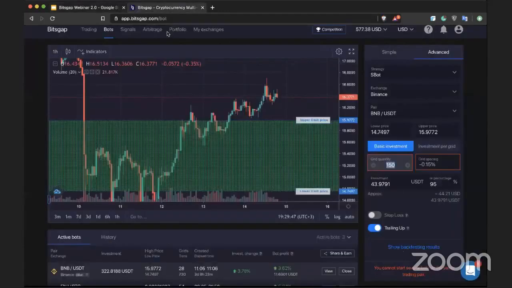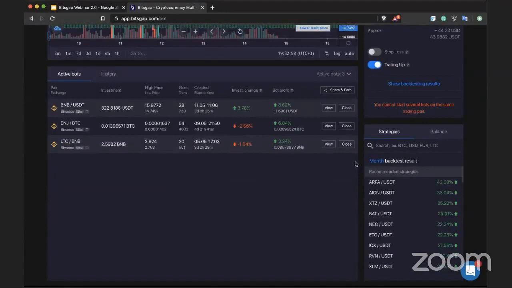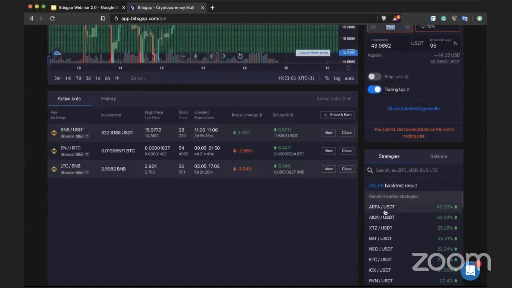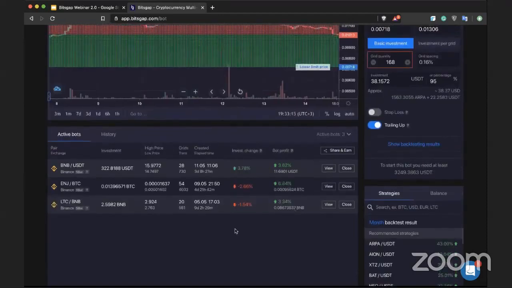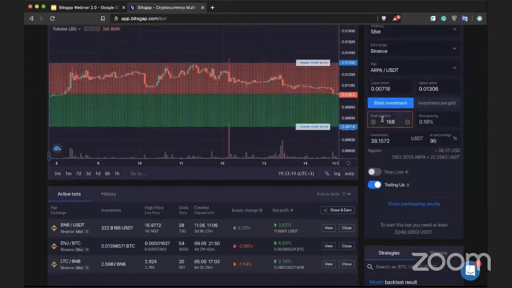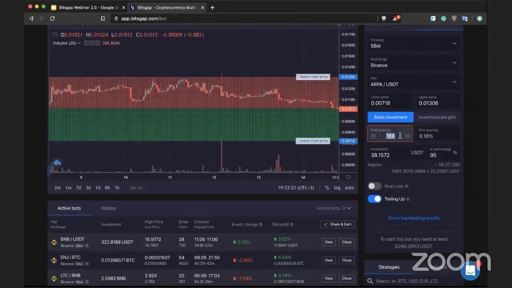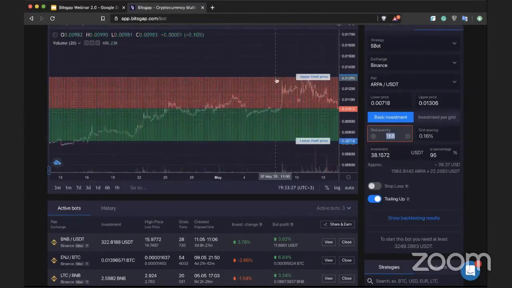Here's how you can do this. We come back to the Bitsgap page, and here we open the strategies panel. And this time we have these concrete cryptocurrency pairs to use. So it's ARPA trading to USDT, the first one that pops out in the recommended strategies. Once I click on it, I have a recommended setup. So it's 168 grid levels in total with this precise trading range.